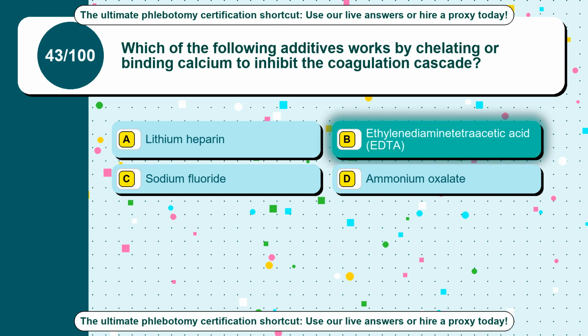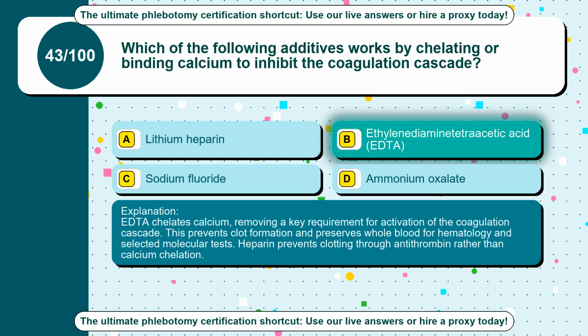The correct answer is option B. Ethylenediamine tetraacetic acid, EDTA. EDTA chelates calcium, removing a key requirement for activation of the coagulation cascade. This prevents clot formation and preserves whole blood for hematology and selected molecular tests. Heparin prevents clotting through antithrombin rather than calcium chelation.